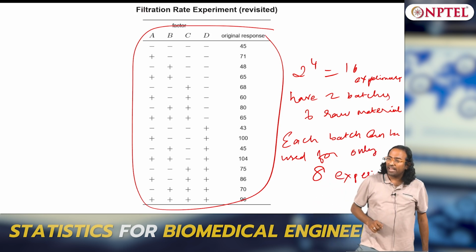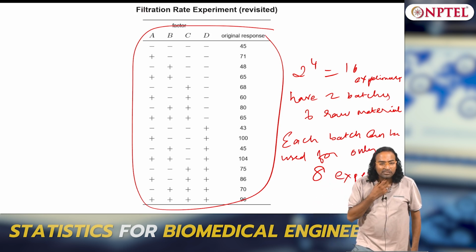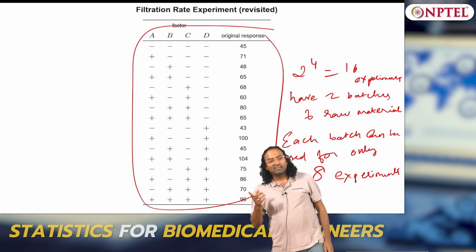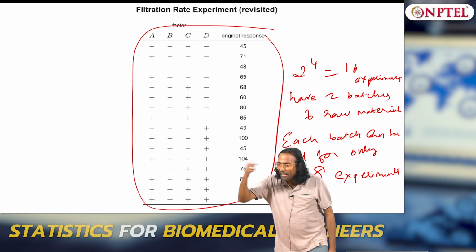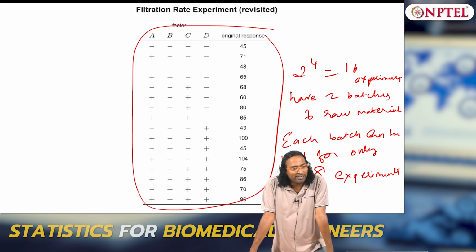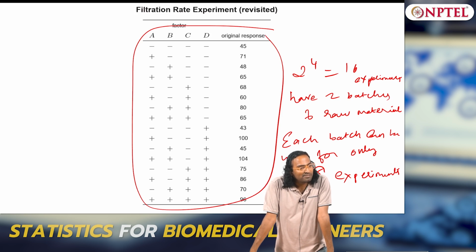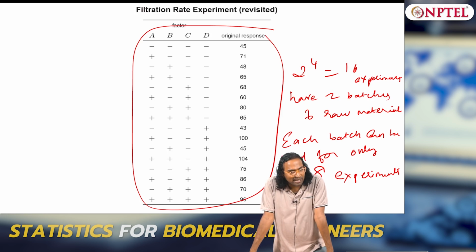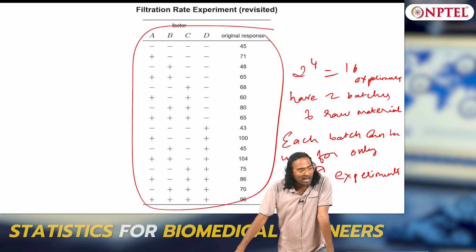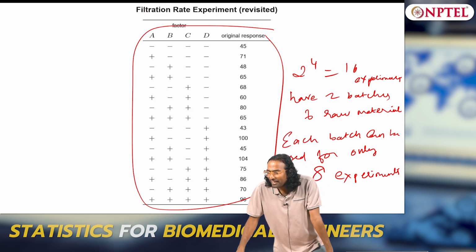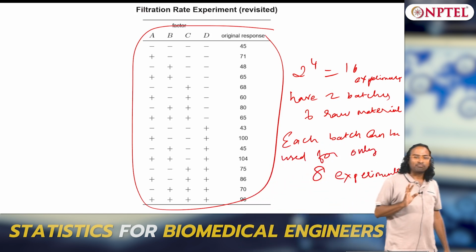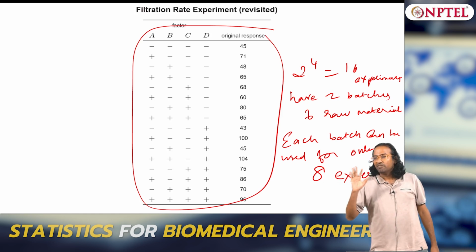Now what does this problem state? Each batch can have only 8 experiments. So total how many experiments can I do then? Only 16 experiments. How many would I ideally need for a complete block design? 32 experiments, right? 16 with batch A, 16 with batch B. Now what do I have? I can only do 8 with batch A and 8 with batch B, right? This will be the practical challenge you will encounter. This is the practical challenge when you do experiments.